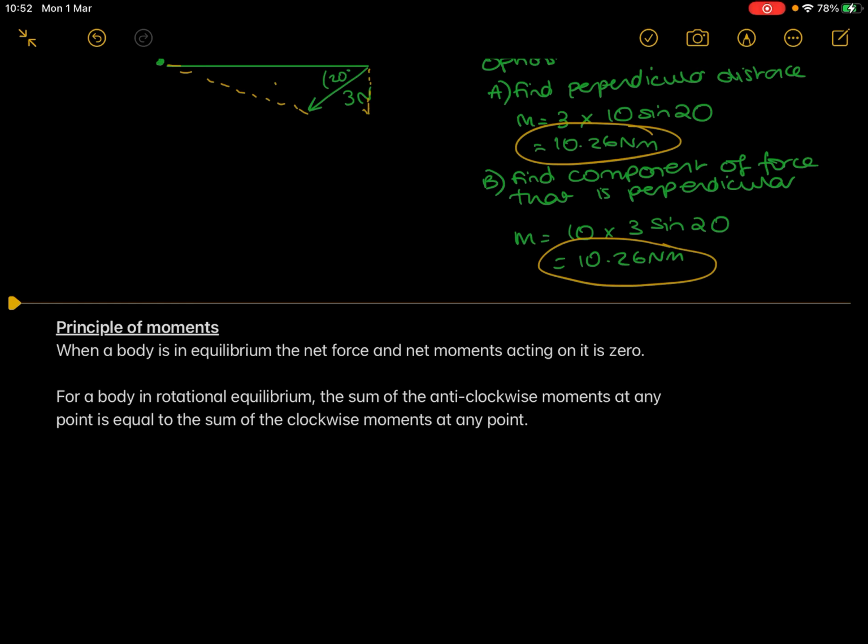And you can use that in calculations. Pick a point, say, right, what's the anti-clockwise moments, what's the clockwise moments? They should equal each other. And you can then do equations to work out your missing values.